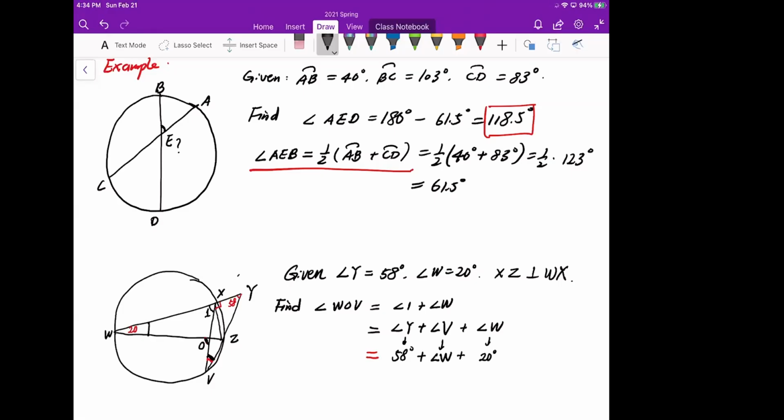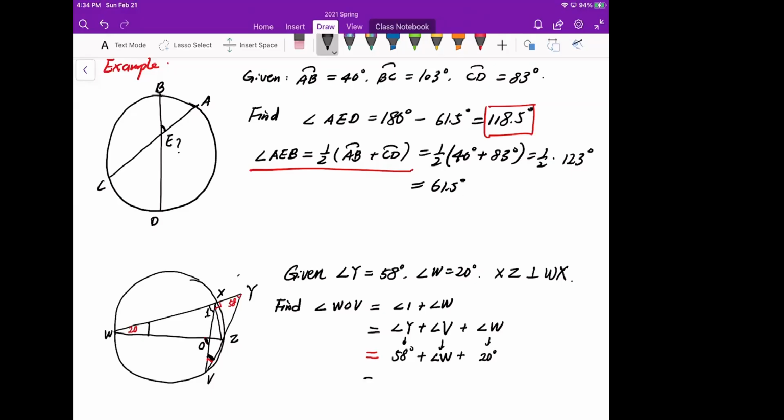Why are the two angles the same? Because they are inscribed angles of the same arc. They are both inscribed angles, right? And inscribed to which arc? It's XZ, right? So they have the same measure, right? That's what we did earlier, right?